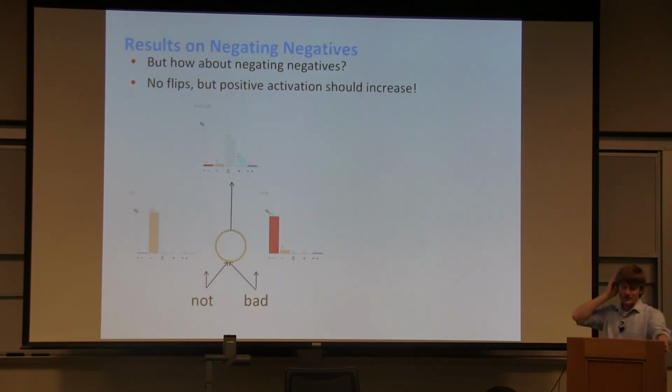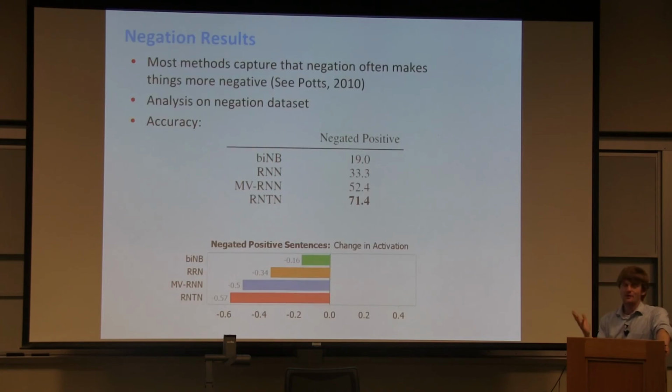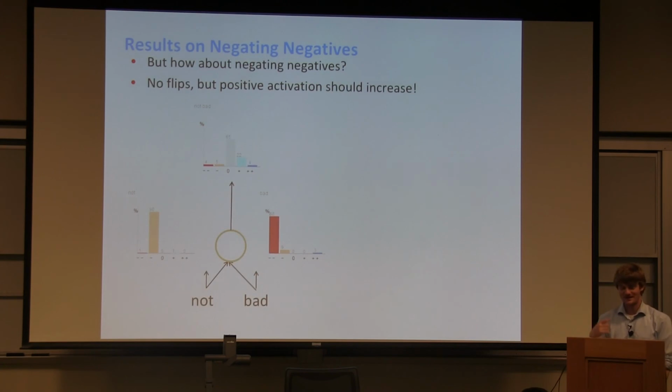All right, now, then we were thinking, well, okay, maybe all the RNTN was able to do was to say, whenever I see something that's a negation, let's just make things more negative. And that, again, wouldn't have been as interesting. So we looked at what happens when you negate negatives. So really, we don't want to necessarily have flips, but you should have more positive activation in your multinomial. So here's an example from the model.